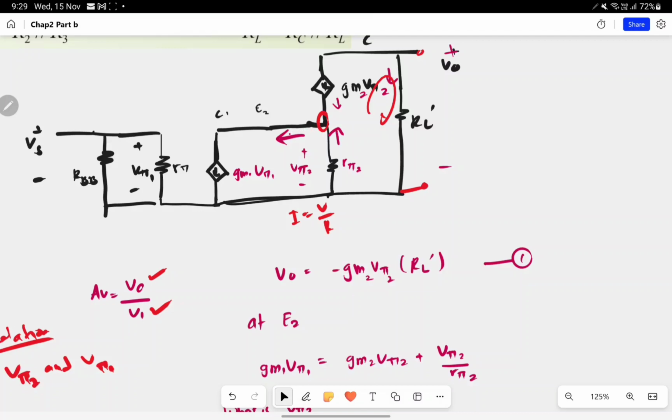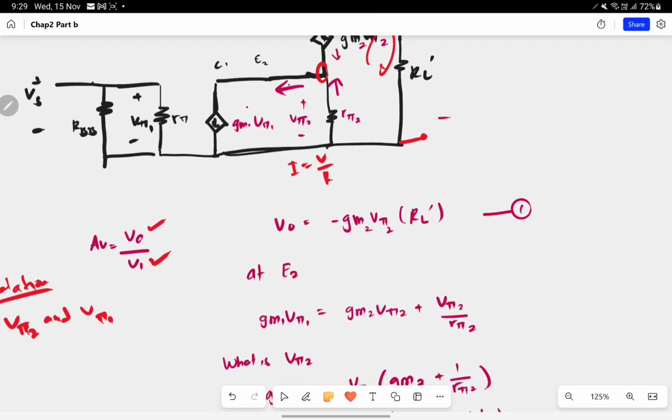So we conclude that the GM current is an output, and at this junction two currents are input. So GM1 V pi 1 is equal to GM2 V pi 2 plus V pi 2 over R pi 2. V pi 2 over R pi 2 generates another current. So now we have a two-term relation between V pi 1 and V pi 2.